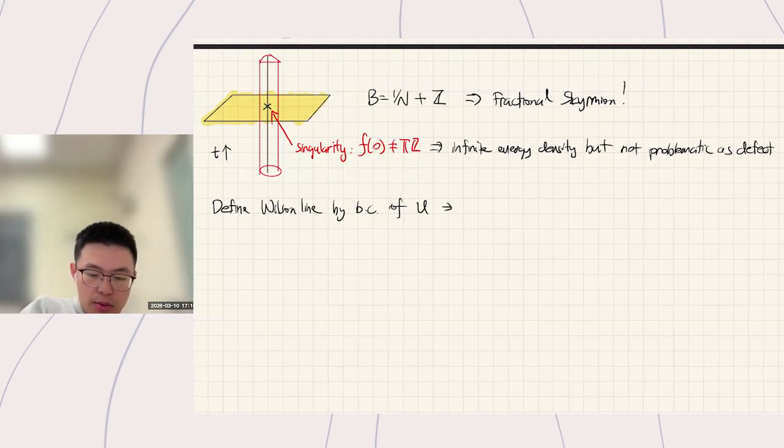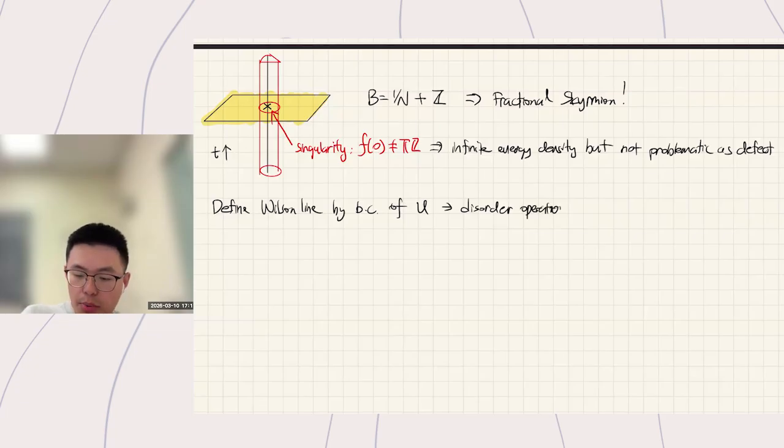We cut a little tube around the Wilson lines, and then we just want to specify the boundary conditions of the field around this little tube. So this is the way we can describe the operators, and this is actually very common. For example, this is how we describe various disorder operators.